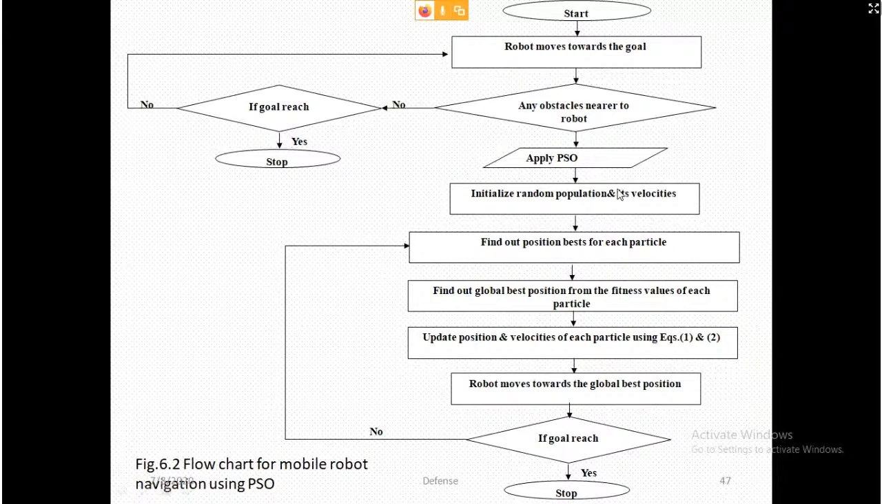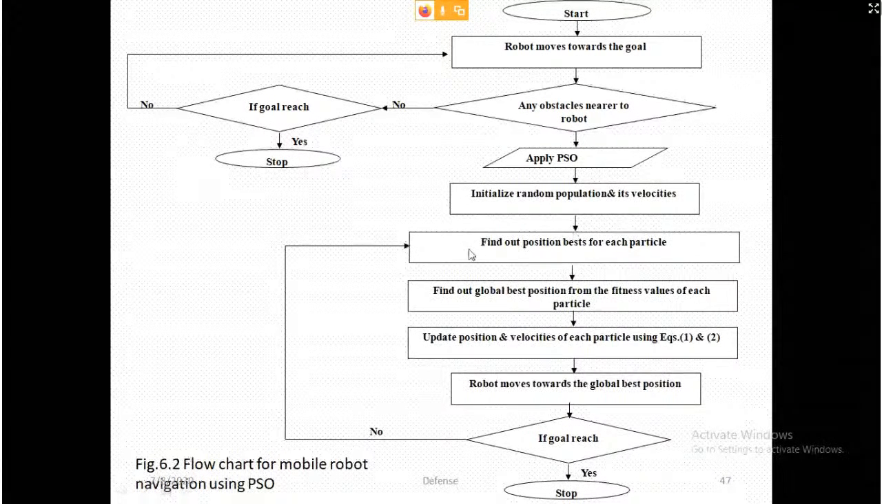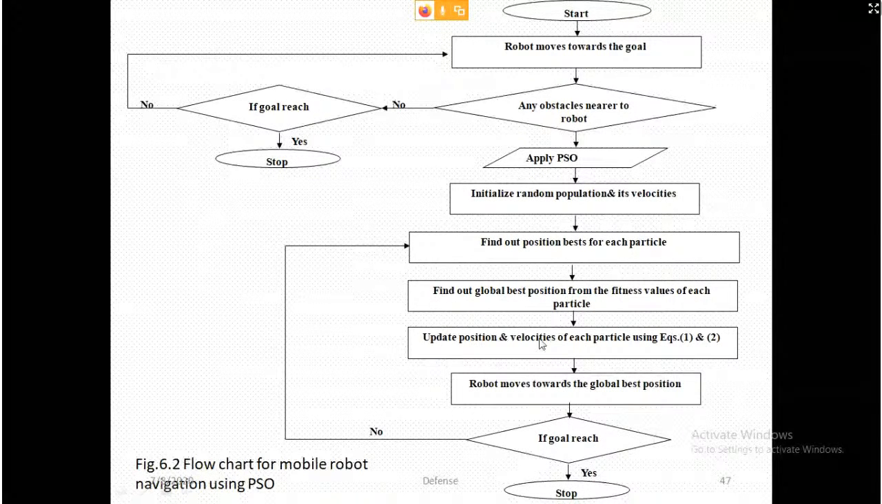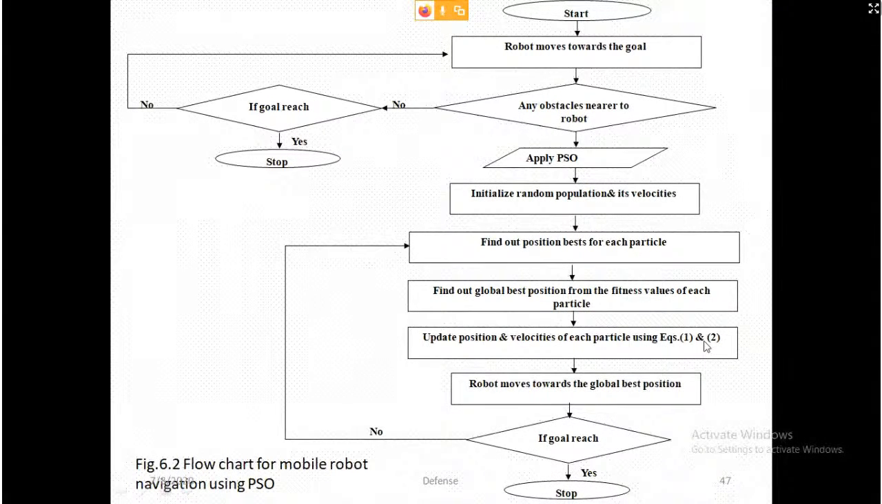Okay, for this population I am giving certain positions and their velocities. Each individual particle will have its position best value, which I already discussed. After this communication, we see which particle is near to the target and which particle is away from the obstacle. According to those two criteria, I will go for the global best. Then, according to the global best, I will update the position and the velocity of each and every particle according to the previous equations.